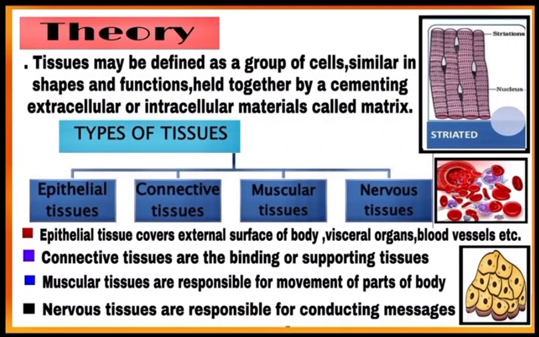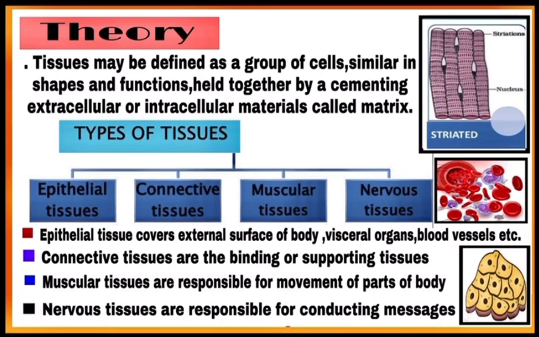Right, theory of the experiment. First, see what are tissues. Tissues may be defined as a group of cells similar in shapes and functions, held together by a cementing extracellular or intracellular material called matrix. And types of tissues are epithelial tissues, connective tissues, muscular tissues, nervous tissues.